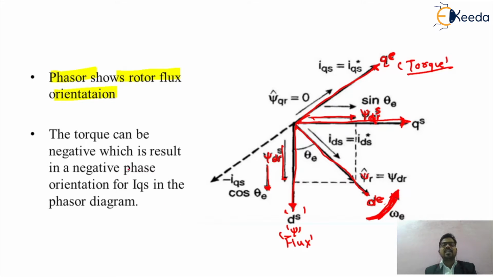So friends, as we see from the phasor representation, the torque can be negative, which results in the negative phase orientation of IQS in the phasor diagram. If you want to get the value of the torque in the negative direction, we can draw the phasor representation in the negative direction. We call it IQS cos alpha, or IQS cos theta e, in a negative direction, because we are getting the value of the torque from the quadrature axis component. So this will be the actual phasor representation, or rotor flux representation, of your direct field oriented control scheme.